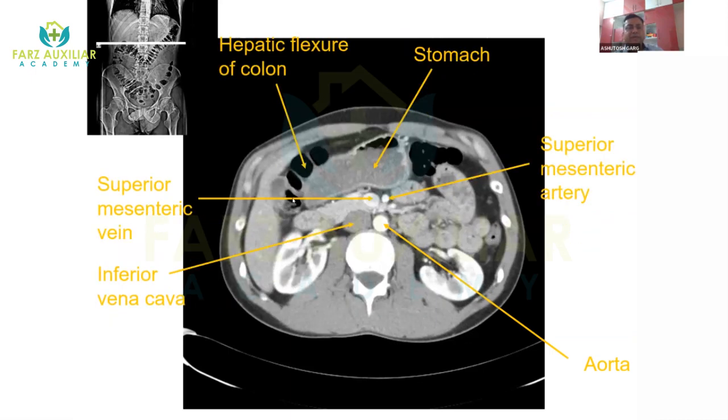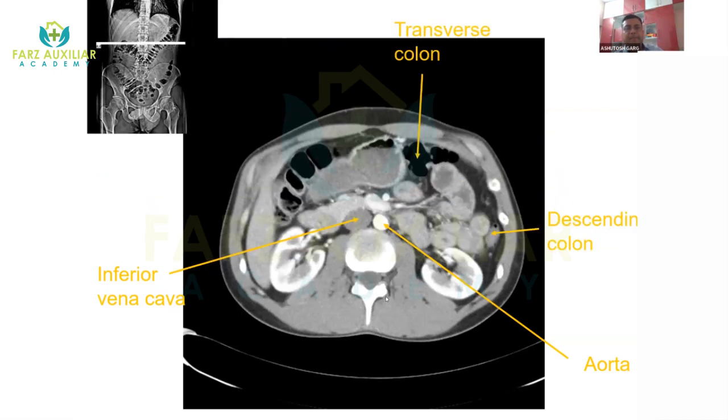Now on this side, the right side, there is the hepatic flexure of the colon and the stomach, air in the stomach. This is the small intestine, left kidney, right kidney, vertebral body, aorta, inferior vena cava. So this is the inferior vena cava, aorta, colon, descending colon, left kidney, right kidney, and these are loops of small intestine.